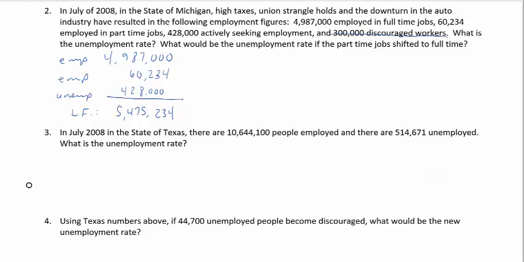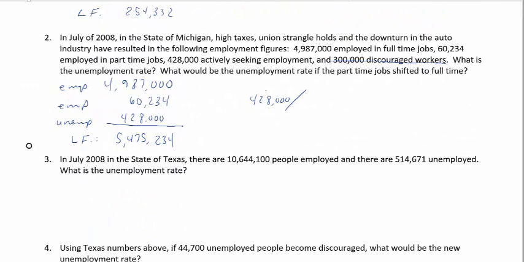So then, to get our unemployment rate, we take the 428,000 people that are unemployed, and we divide that by the number of people in the labor force, and then multiply that by 100. Okay. Luckily, when we do a test, we're not going to have crazy numbers like this that are easy to punch the incorrect numbers. All right, times 100. I got 7.82%.